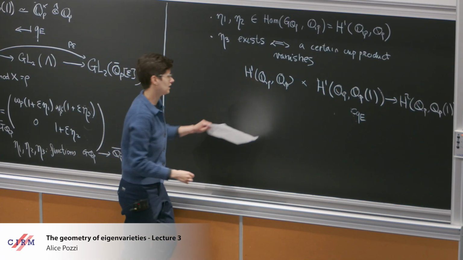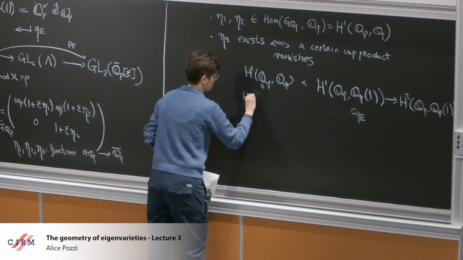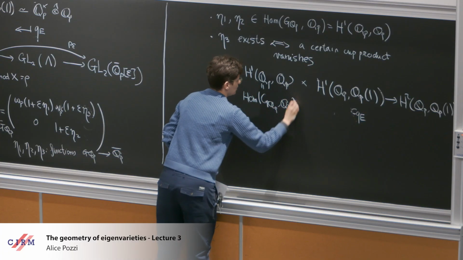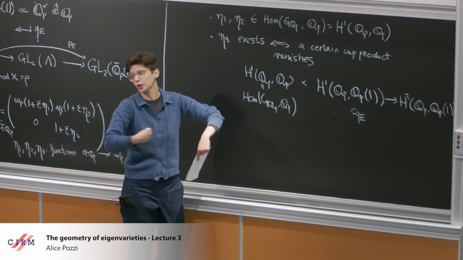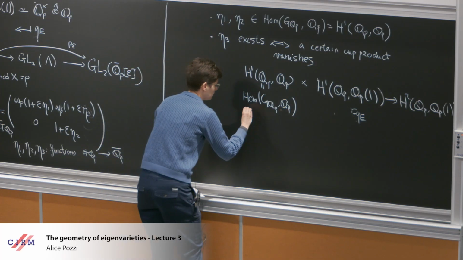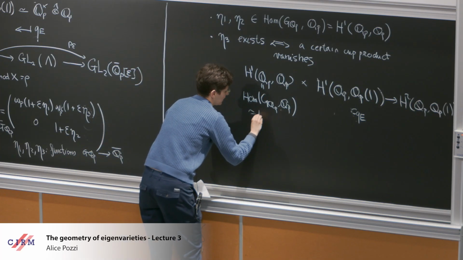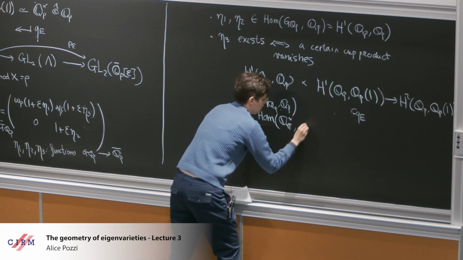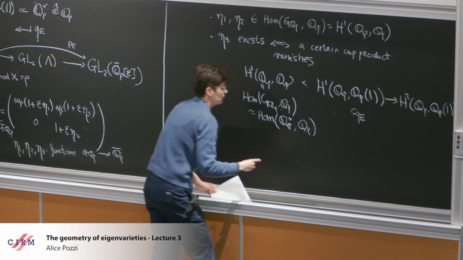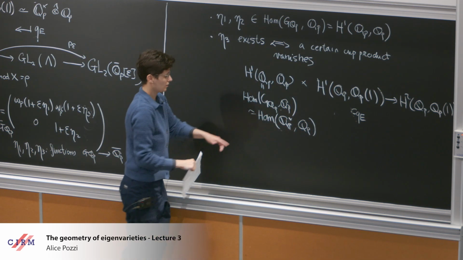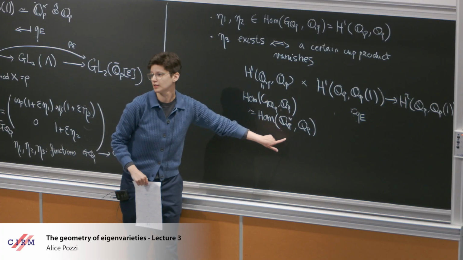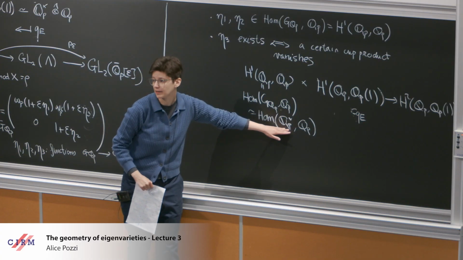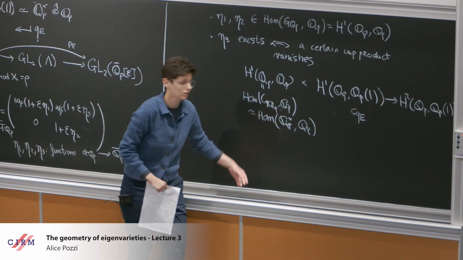What is this guy here? Well, this is the Galois group of Q_p, which I can interpret in terms of local class field theory. So I can also view it as Hom of Q_p units to Q_p. What is the basis of this space? Well, you can take this to be the logarithm, the p-adic log, and the p-adic valuation.